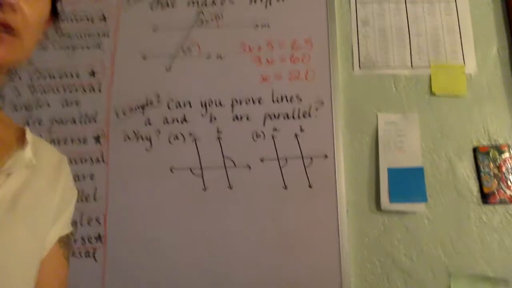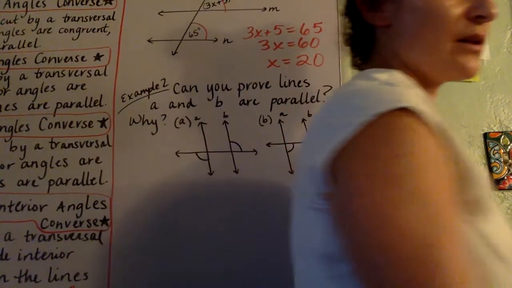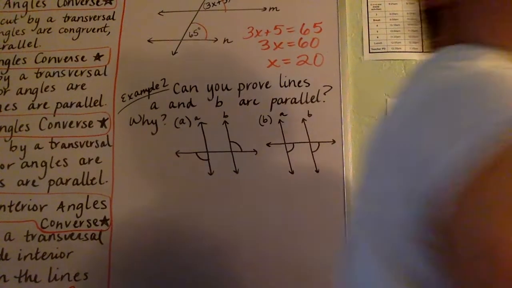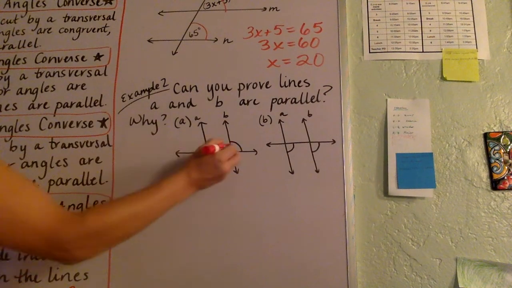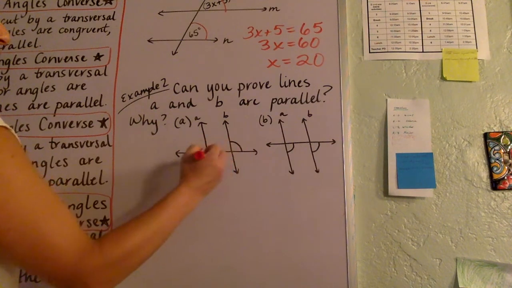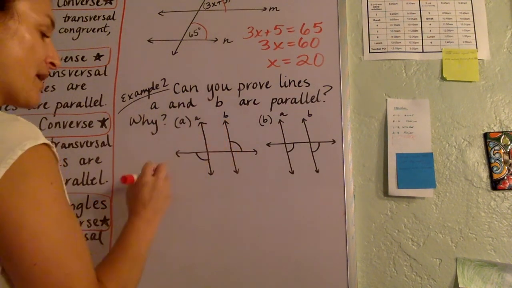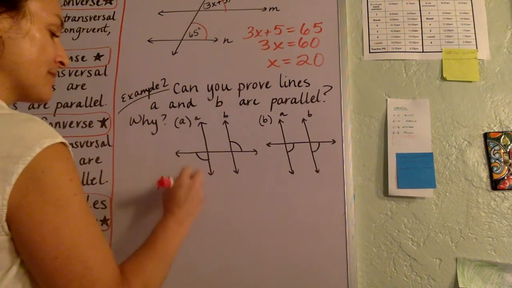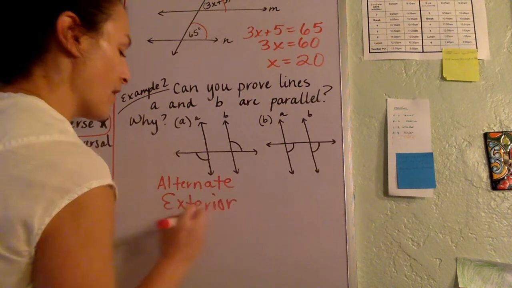All right, let's take a look at these two. So can you prove lines A and B are parallel? Okay, so let's just think about this for a minute. Look at where the placement is of the angles. As you're looking at that placement, you can see that this one and this one, these are alternate exteriors. So if these are in fact the same, we can say that A and B are parallel because of the alternate exteriors converse.